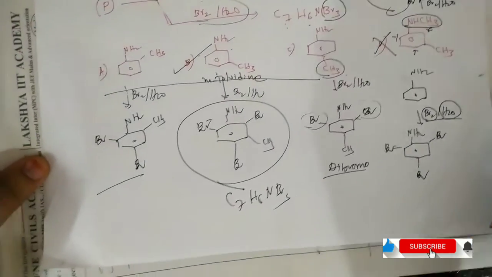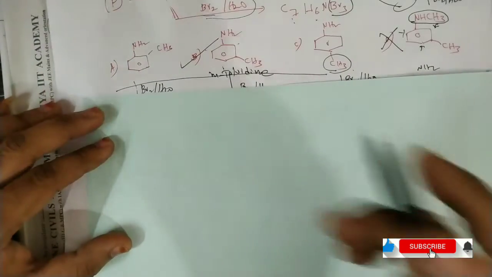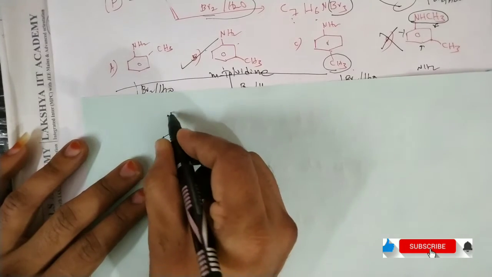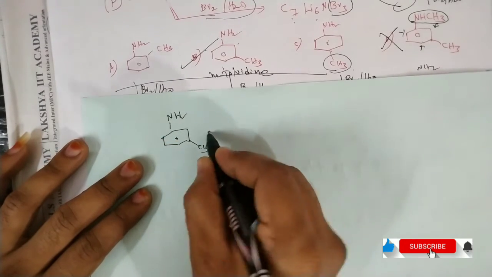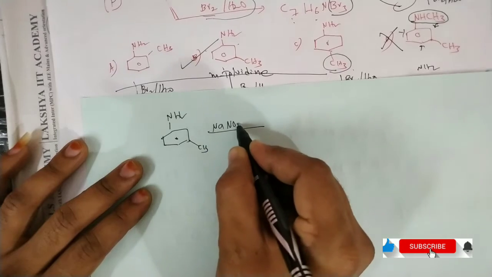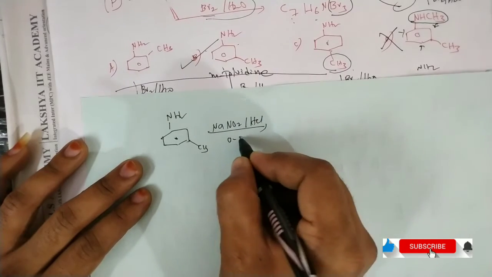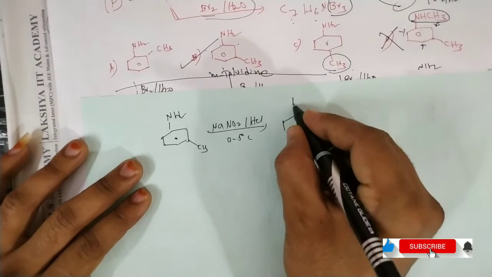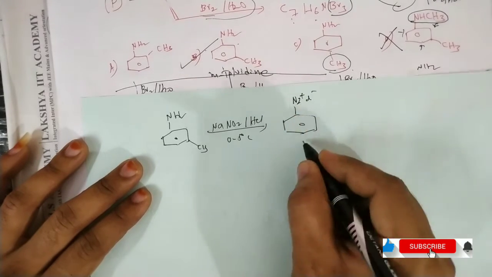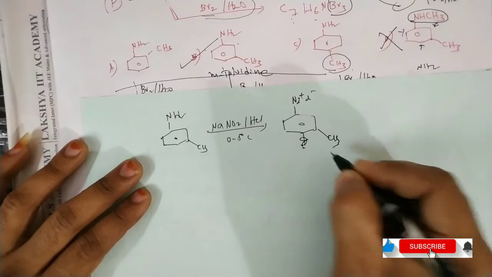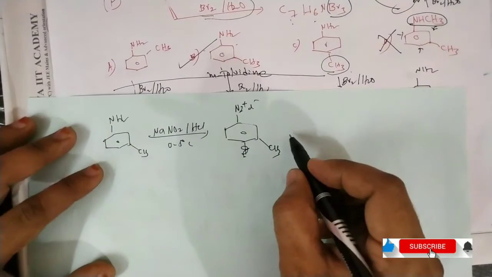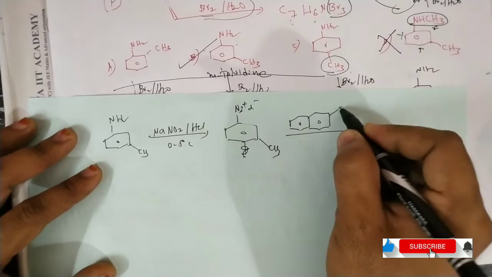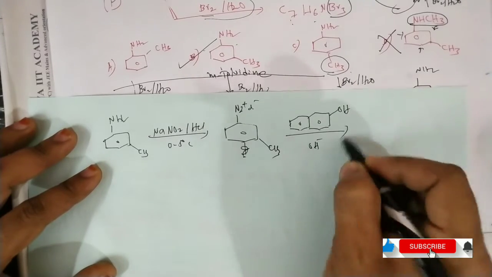And what is the product of this reaction? That means the first reaction. Here we finally decided that the reactant is the compound with NH2 and CH3. This reacting with NaNO2 and HCl at 0 to 5 degrees centigrade, low temperature, we will get the diazonium salt, that means N2 plus Cl minus, with CH3. Now this compound reacts with beta naphthol in the presence of basic medium.